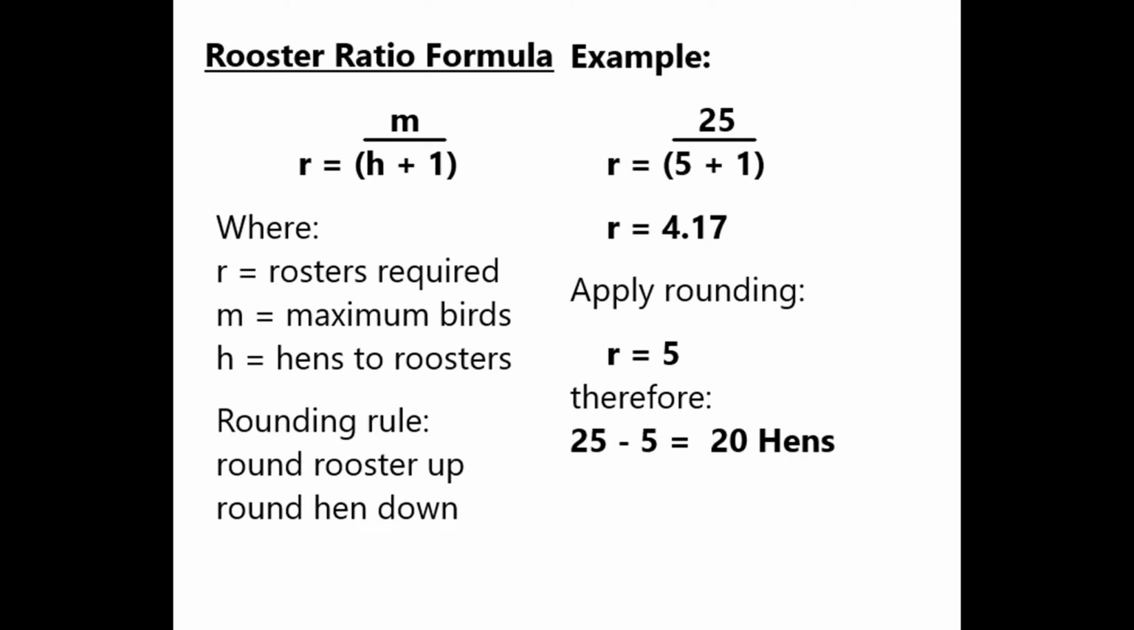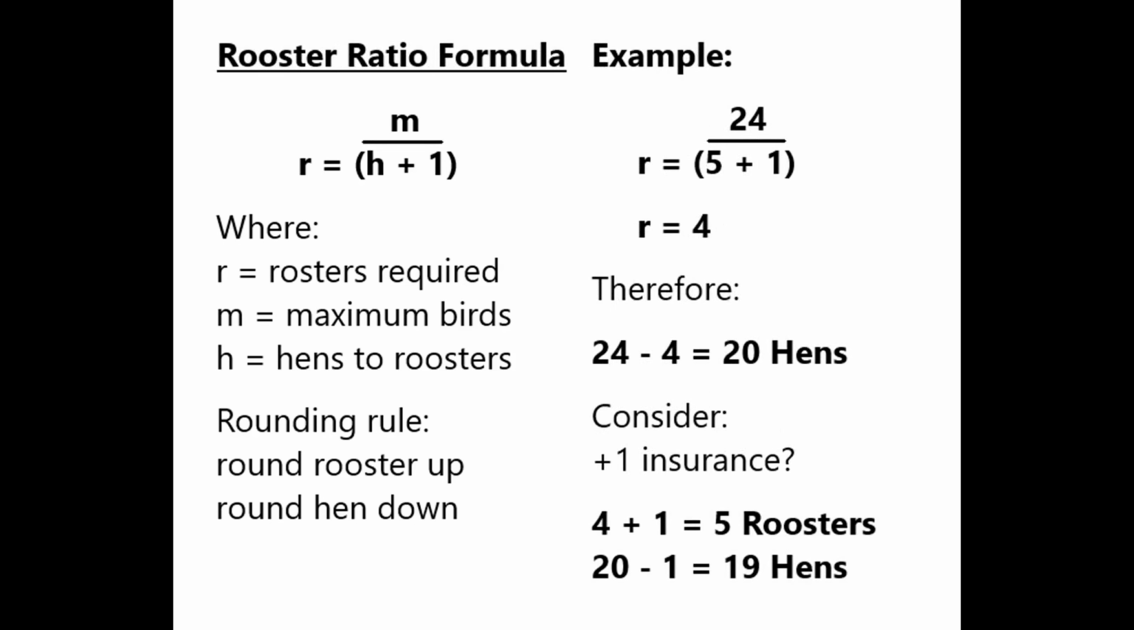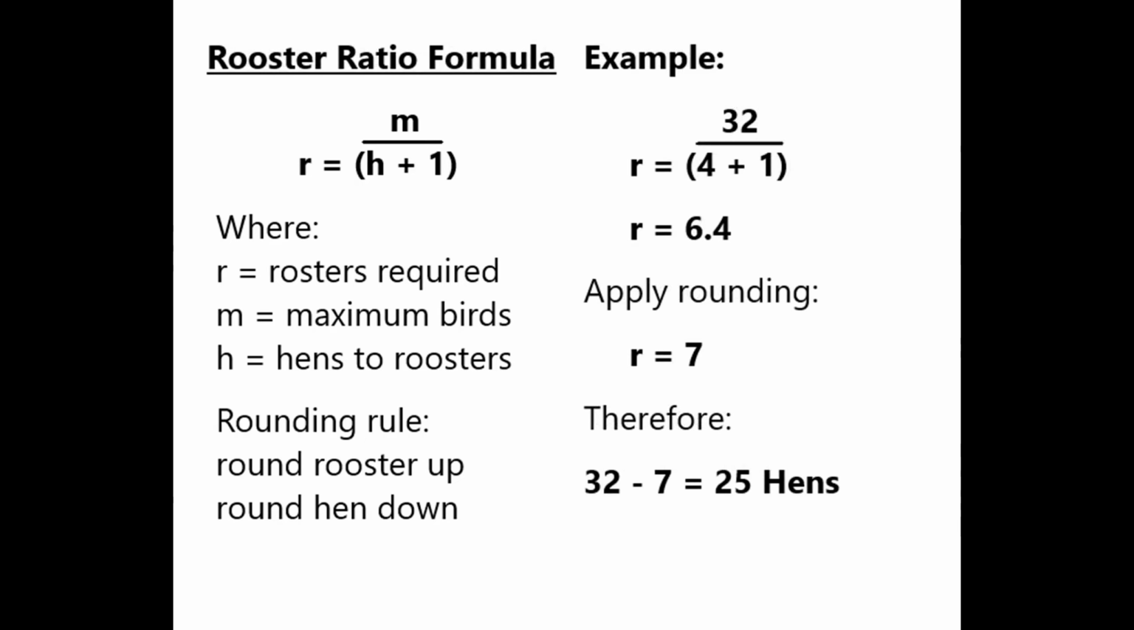So just to show another example, we have 24. When we apply the same ratio, we come out straight out with 4. So I don't need to round that. Now, as I mentioned, I've got 4 roosters to 20 hens. Now, you can do insurance without the rounding. You can just add 1 if you want. You would add insurance if you wanted to just cover in case a rooster dies or one is lazy.